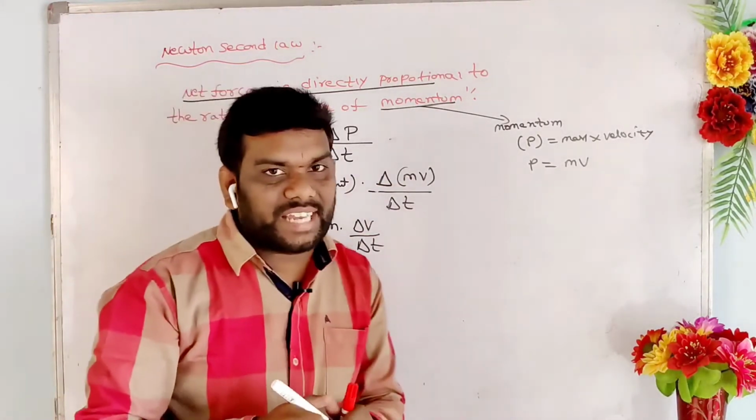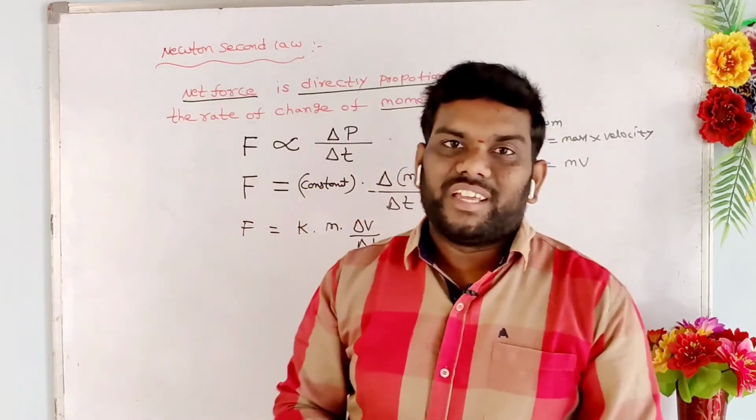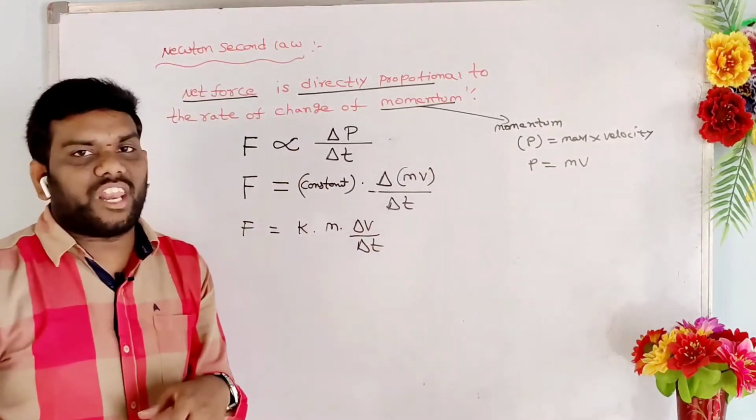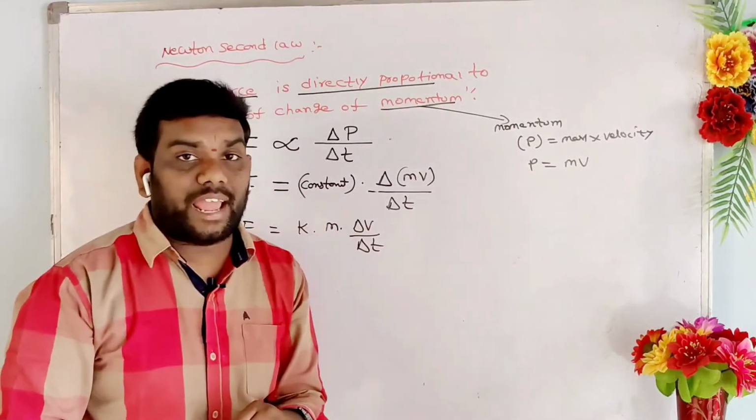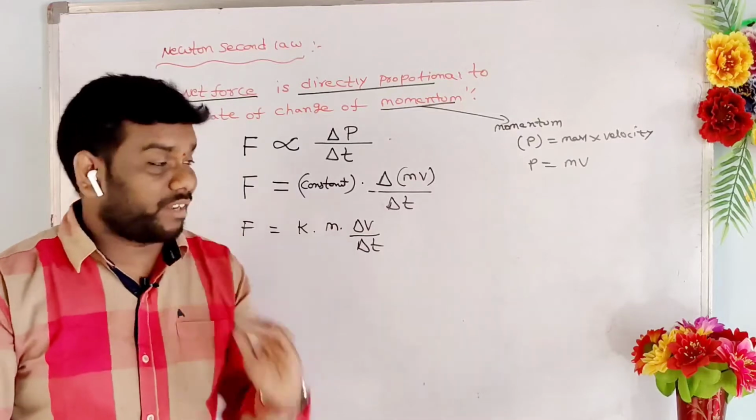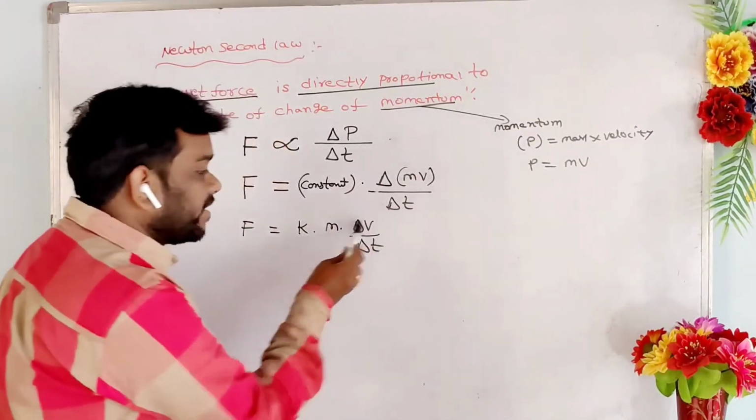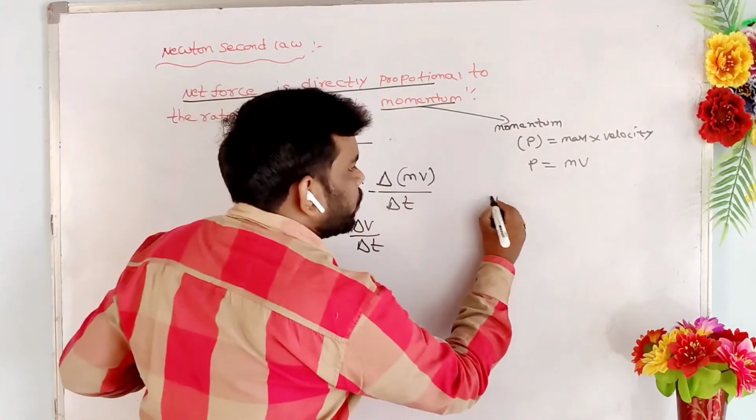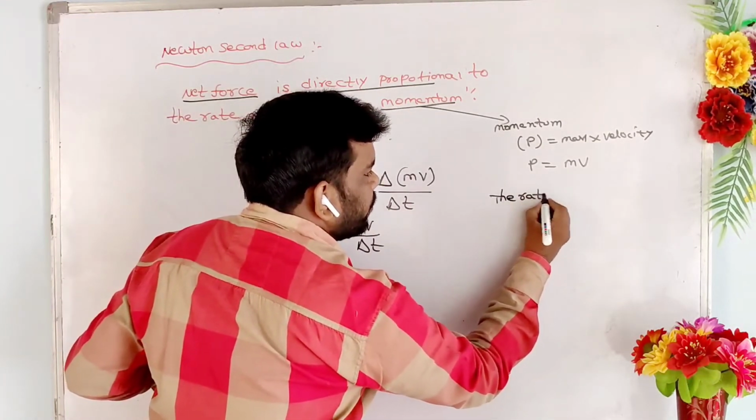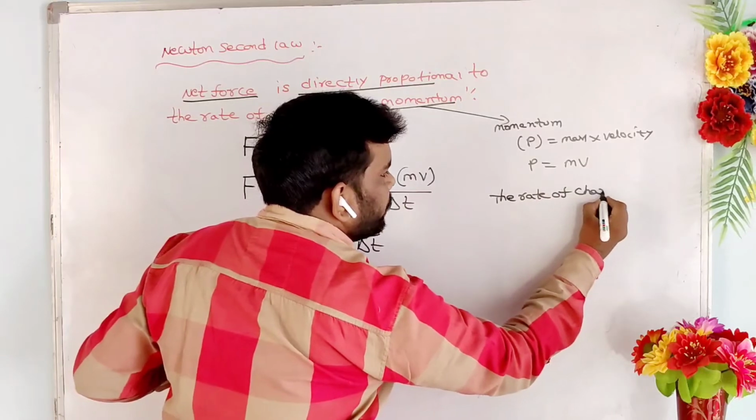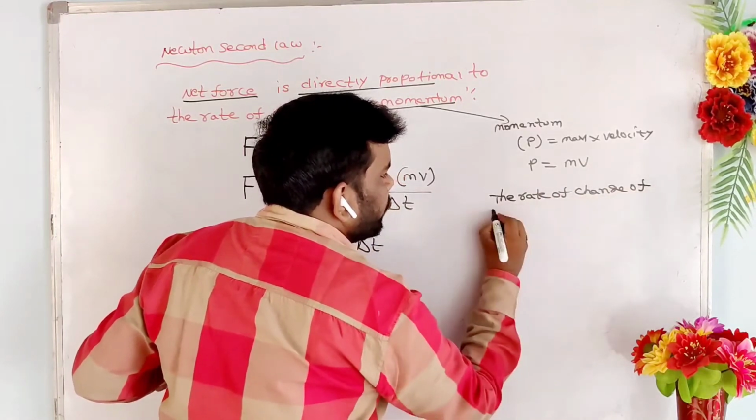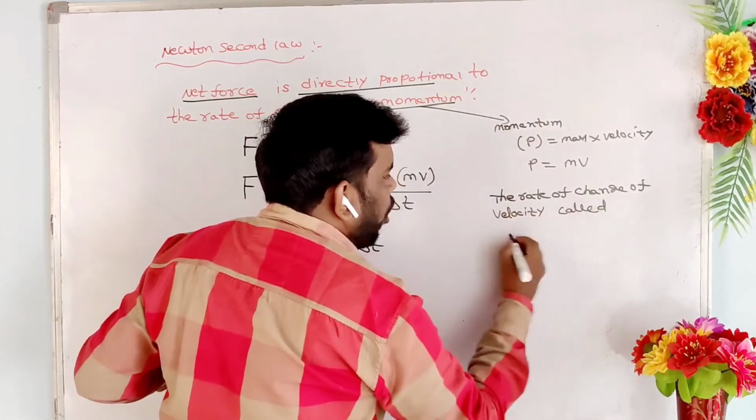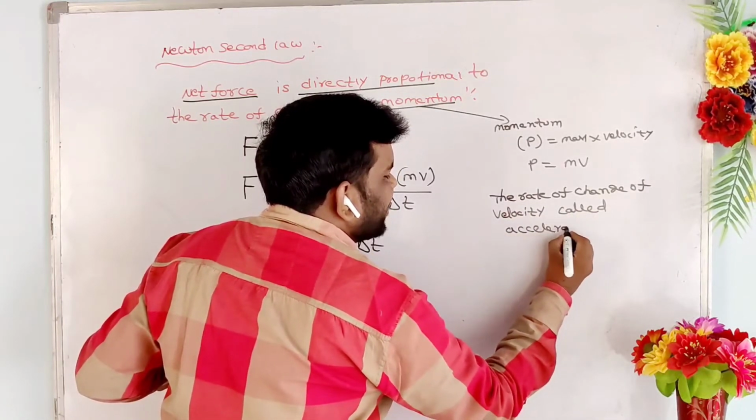Now what is delta V by delta T? Observe carefully: V means velocity, T means time, so it is nothing but a rate. Delta means change, V means velocity. So the rate of change of velocity is called acceleration.